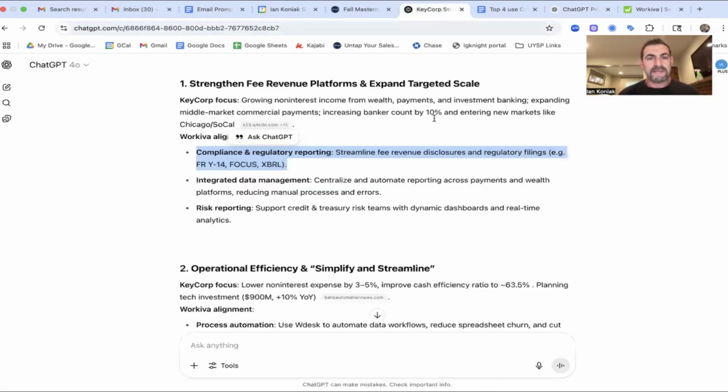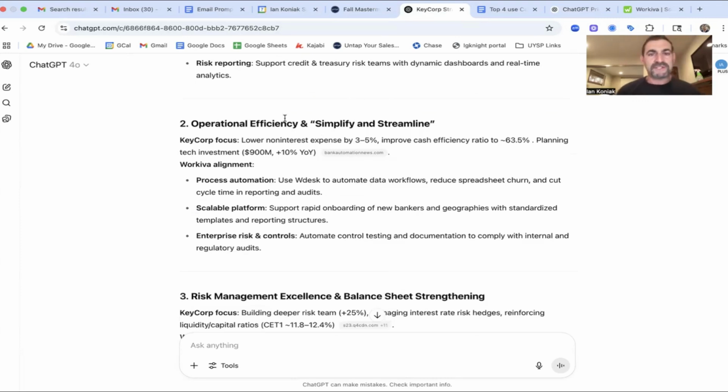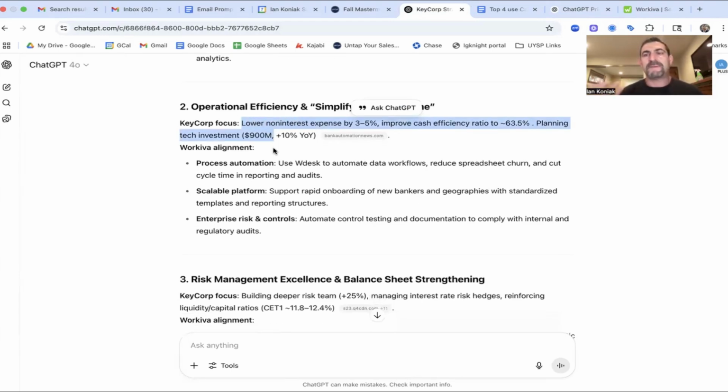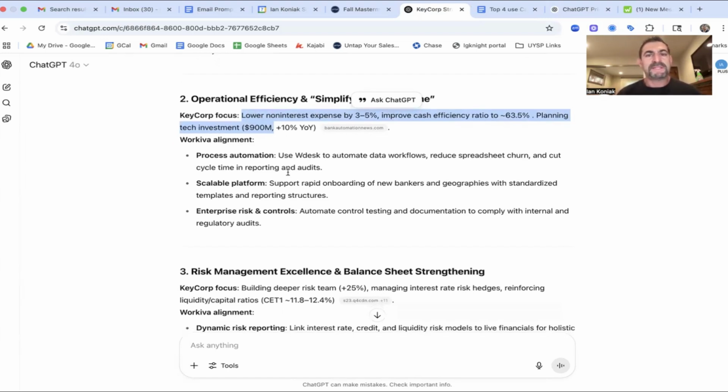And so if I go back to the KeyCorp, this is their first one, basically strengthen their revenue platforms. Then it's operational efficiency. So they're trying to reduce expenses by 3 to 5%, improve their cash efficiency ratio. All this stuff is coming from basic ChatGPT. It's not even the deep research yet, but you can see it's very relevant. And then you can see where Workiva aligns: process automation, scalable platform, enterprise risk and control.